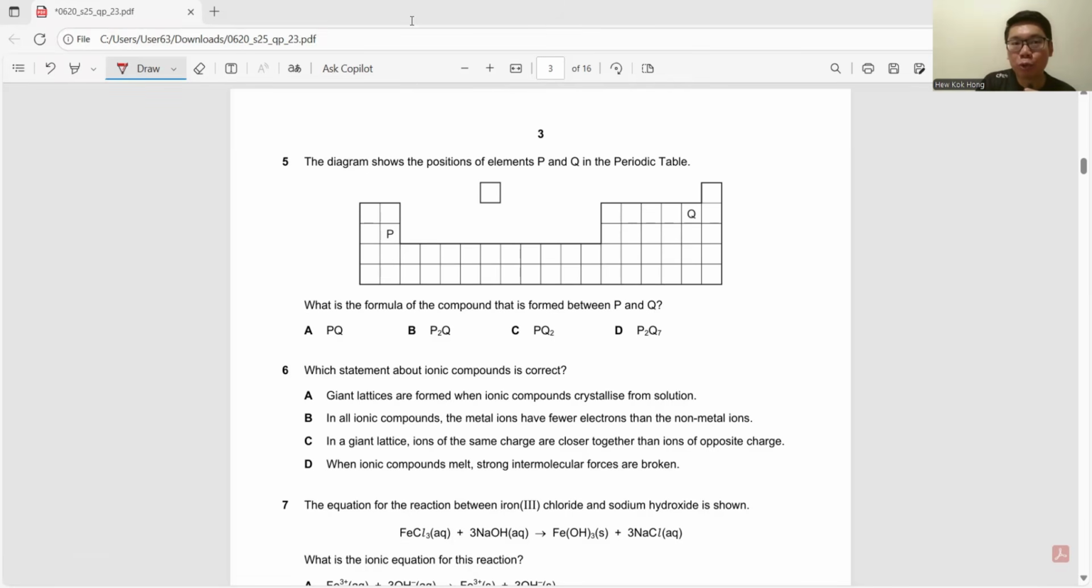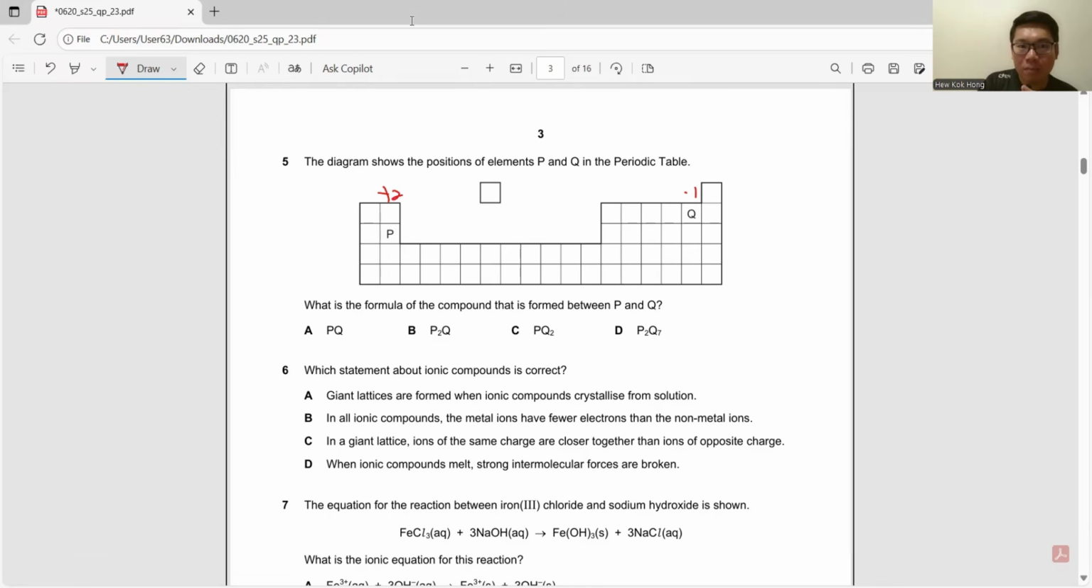We know P is in group 2, they want to remove 2 electrons to form +2. Q needs to accept 1 electron to form -1. So 1 P needs 2 Q to accept the 2 electrons. So it's C. Or you can write it this way: P wants to remove 2 electrons, and Q needs to accept 1 electron. That's why here we need to times 2. From here, we can know it's PQ2.